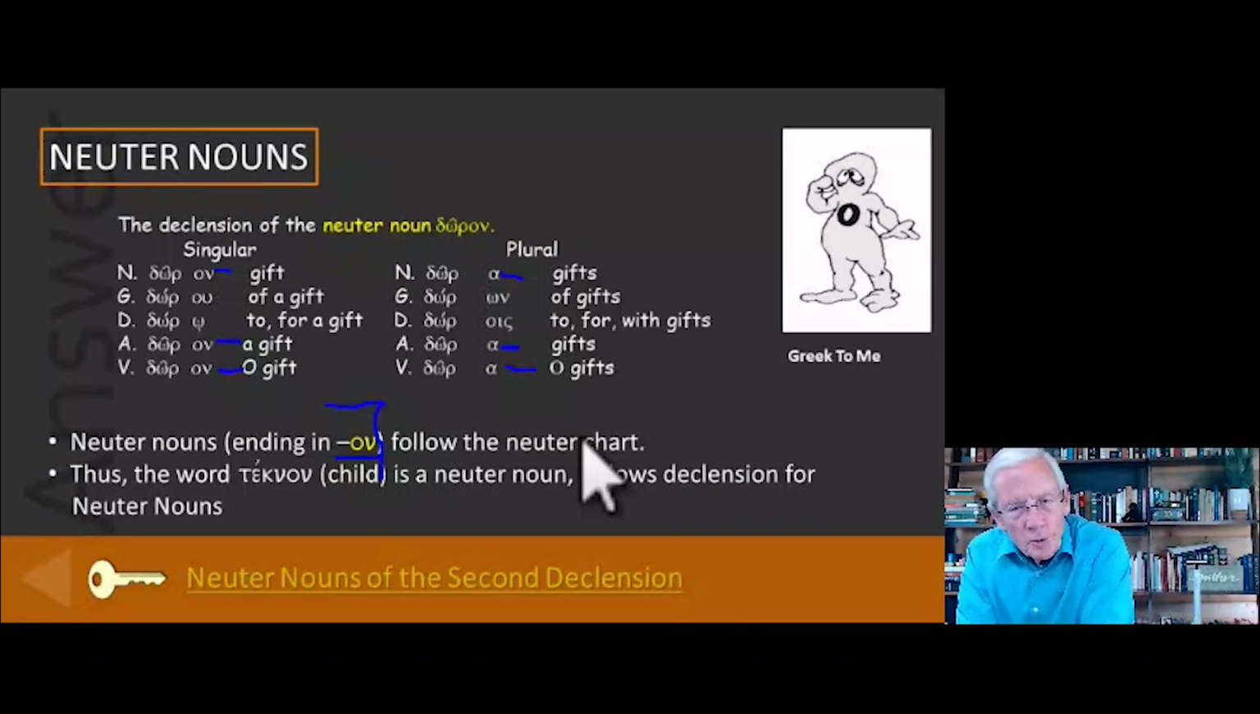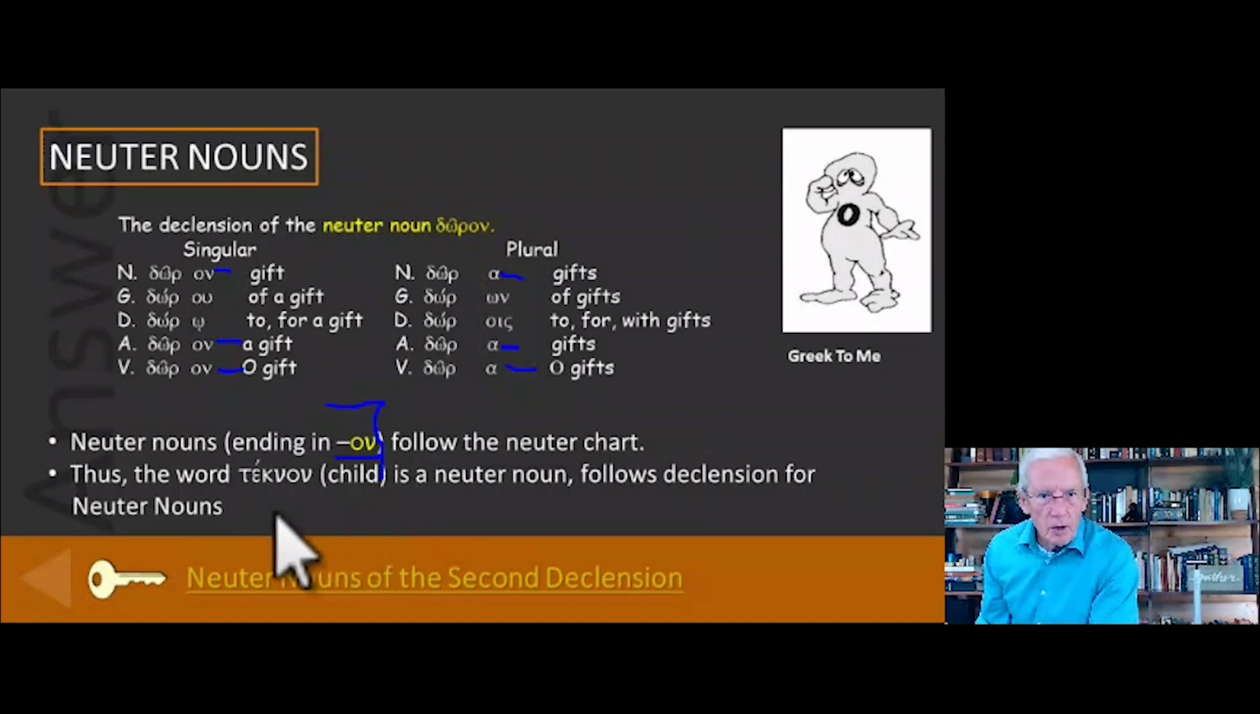And the same holds true for both the singular and the plural. So let's say these one more time. Doron, doru, doro, doron, and doron. Plural. Dora, doron, dorois, dora, dora. So down here below, we have the word teknon. That's a neuter word. And it's going to follow this neuter chart. The basic stem is tekn, that ends in nu. And notice the ending, on.